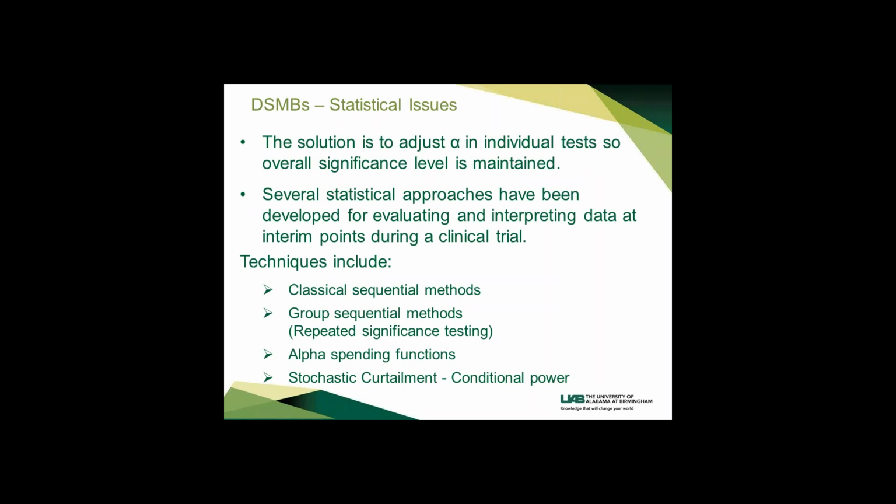So the solution is to adjust our alpha level in each of our individual tests so that our overall significance level is maintained. So you can do that in a number of ways. And so I mentioned a few minutes ago that we might do our final test at the 0.048 level, and then our interim test at 0.002, excuse me. Okay, so we might split up that alpha so we use some of it in our interim testing and the rest of it at our final test. And there's numerous ways to do that, and some of them are listed there.